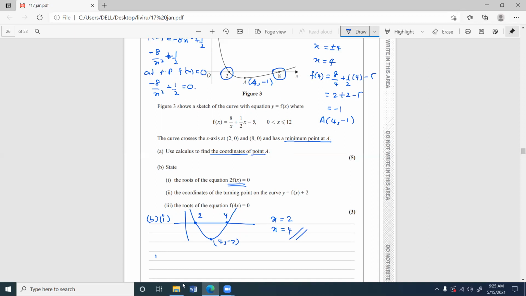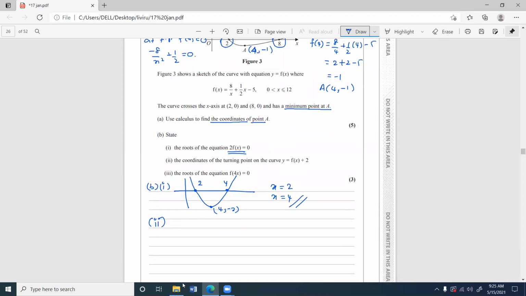Part 2 is the coordinates of the turning point of f(x) plus 2. When you turn it to y equals f(x) plus 2, what happens to the graph? The graph shifts 2 units up along the y-axis. Therefore, the turning point (4, -1) goes 2 units up. It was here at (4, -1), it traveled 2 units up. So the coordinates become (4, 1), right?